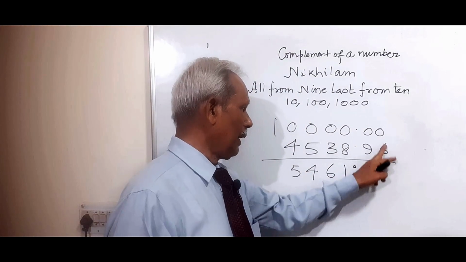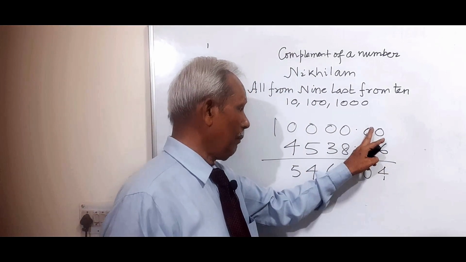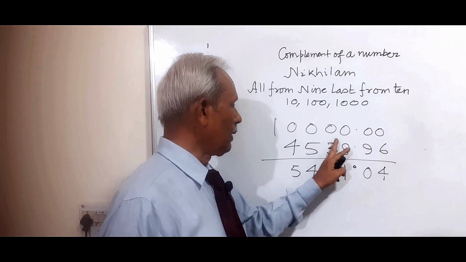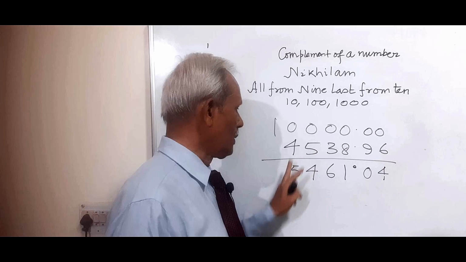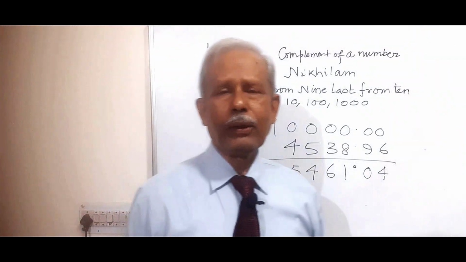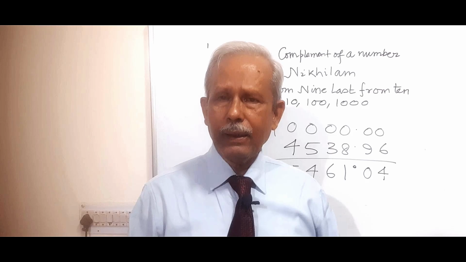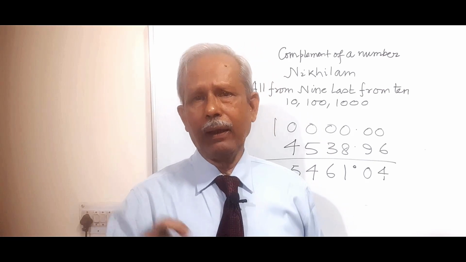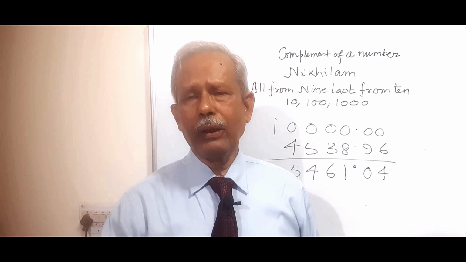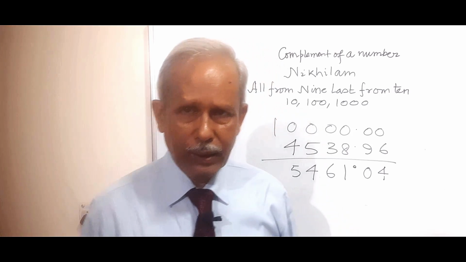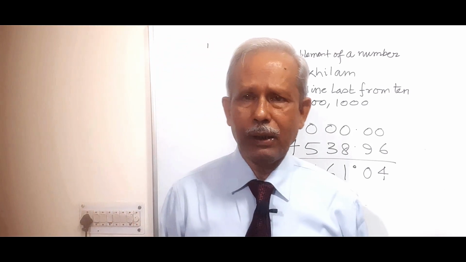Last is 10, 10 minus 6 is 4, but all others from 9: 9 minus 9 is 0, 9 minus 8 is 1, 9 minus 3 is 6, 9 minus 5 is 4, 9 minus 4 is 5. So by using all from 9, last from 10, you can find out the subtraction. You can very easily subtract numbers from 10, 100, 1000, etc. Not only whole numbers, even decimal numbers we can subtract. With that, this concept of complement must be clear to you today.